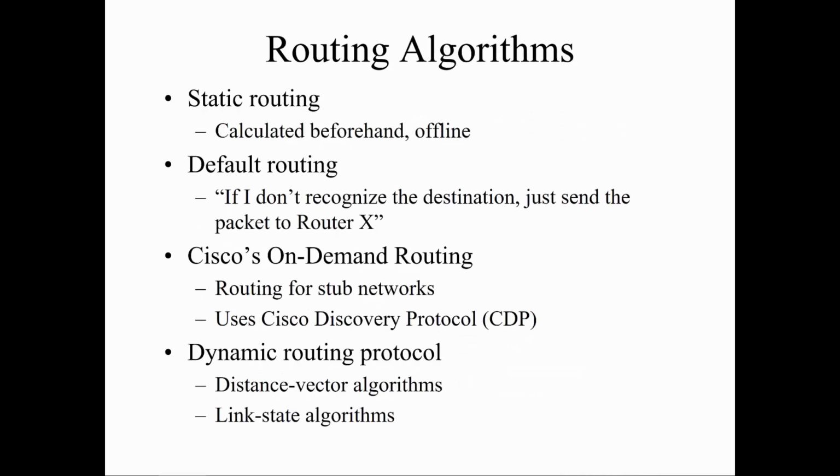So sometimes routing algorithms could be a static route, which is normally calculated beforehand. It's manually programmed. We could have a default route: if I don't know where to send something, automatically send it here. We could have Cisco's on-demand routing for a stub network using CDP. I don't have much experience with that, but most of my experience has gone with dynamic routing protocols, distance vector or link state, or static routes, depending again on how big the network is.